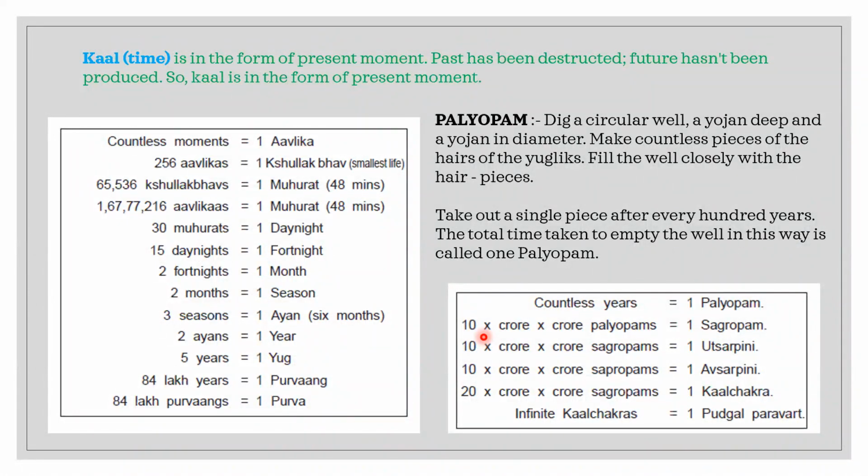And 10 Koda Kodi Sagaropam is 1 Utsarpini or 1 Ausarpini. And 1 Kal Chakra is 1 Utsarpini plus 1 Ausarpini, that is 20 Koda Kodi Sagaropam. And Anant Kal Chakra is 1 Pudgal Paravart Kal. In future classes, we'll talk about what is Pudgal Paravart Kal. There are different types of Pudgal Paravart Kal: Dravya, Kshetra, Kal, Bhav. So we can talk about that in our next classes. But the largest measurement of time is known as 1 Pudgal Paravart Kal.